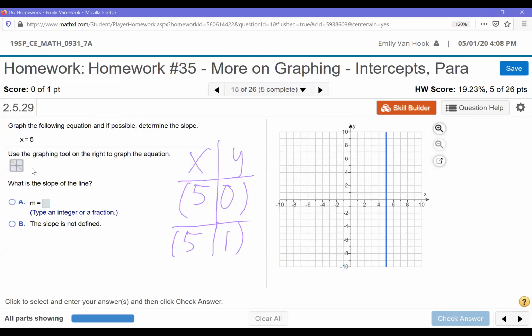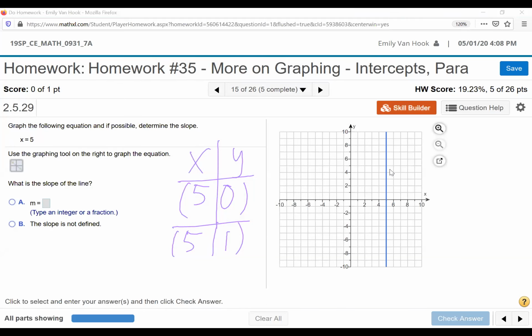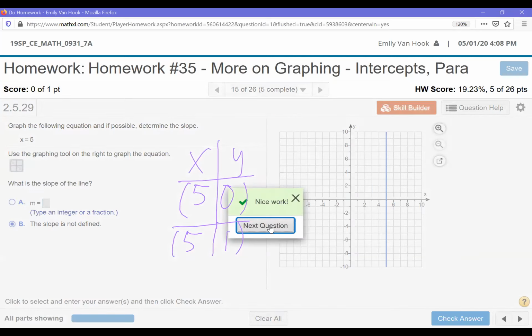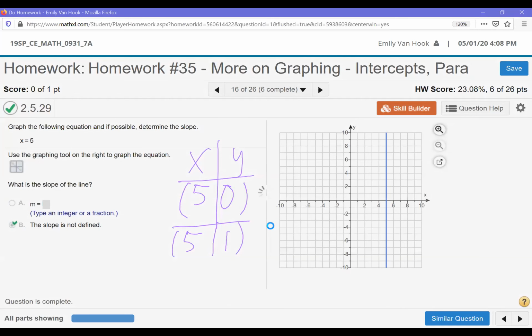Now, what is my slope? We just talked about this. This is a vertical line. The slope is undefined. Now, it looks like we'll have to choose choice B for the slope is not defined. That's literally what the word undefined means. Okay, good. So we'll check answer there. Great. So that was number 15.